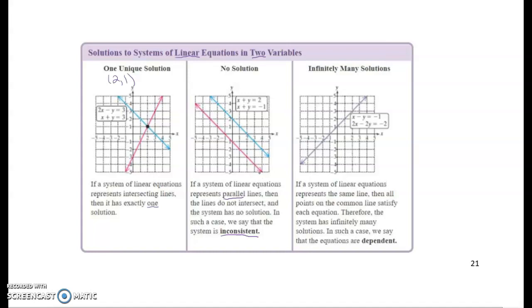So when you have no solution, that means you have parallel lines.